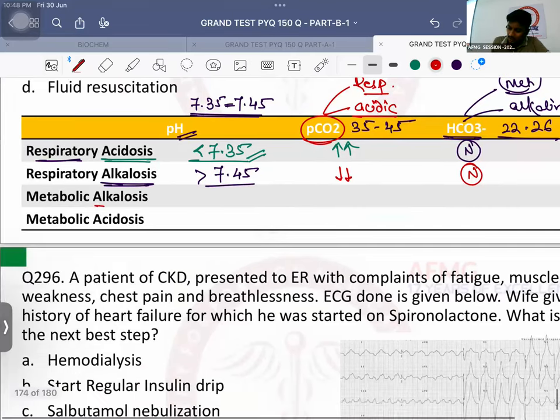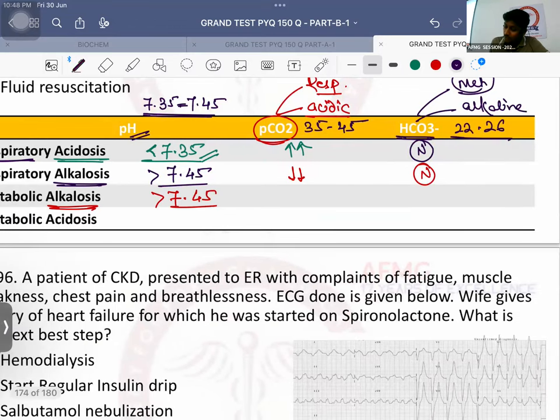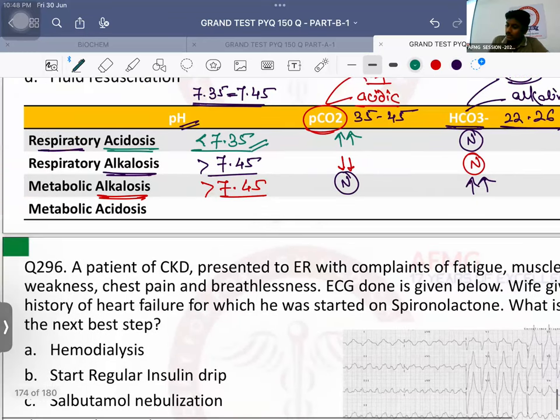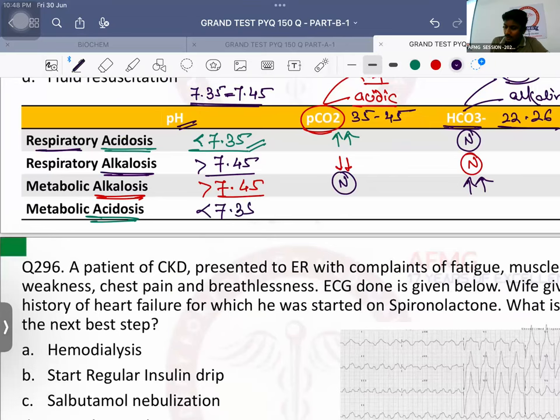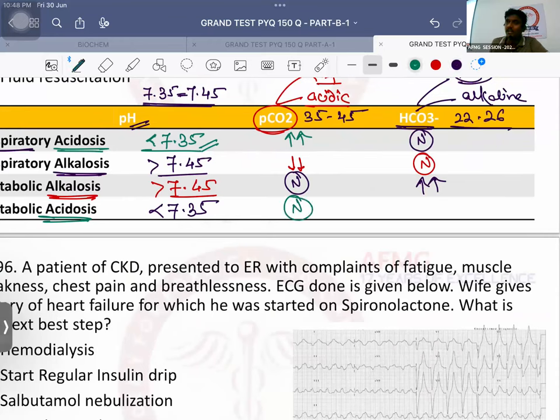Next is metabolic alkalosis. pH should be more than 7.45. As it is metabolic, the PCO2 value should be normal, and the problem is with the bicarbonate value. Bicarbonates are alkaline, so alkalosis occurs when bicarbonates increase. Last important is metabolic acidosis. pH should be less than 7.35, and CO2 should be absolutely normal. A decrease in bicarbonates will cause acidosis.